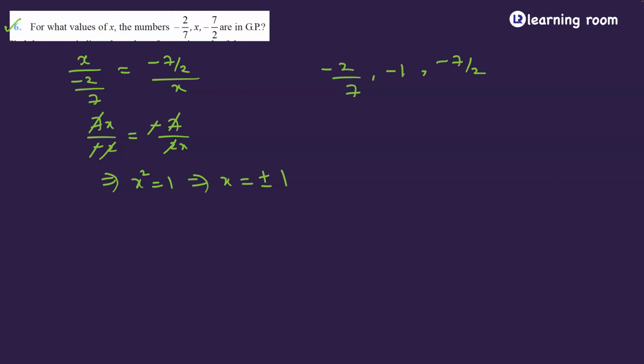But what is the answer given? Have they given plus or minus 1? Is 1 also matching? 1 is also working? Then okay, then we'll go with both. That's the answer. Okay. So just to conclude, x is equal to plus or minus 1.